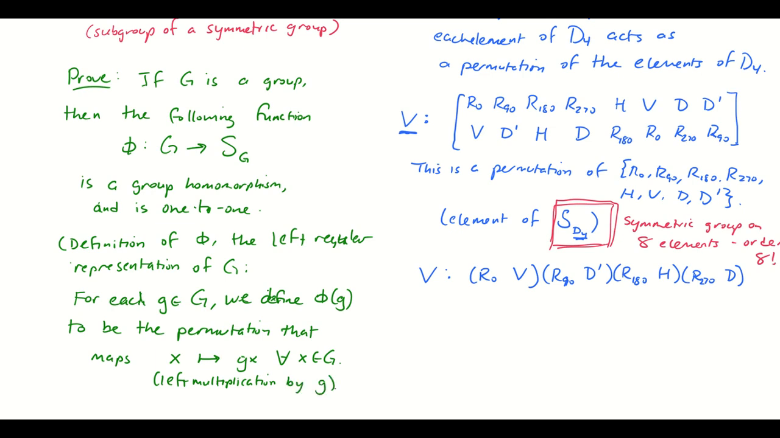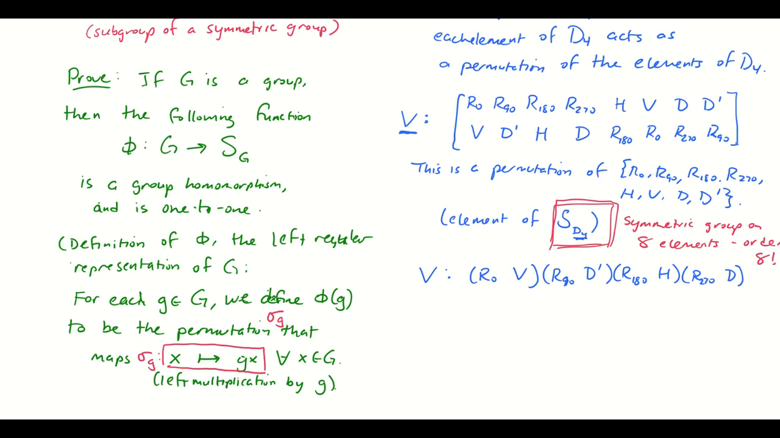Okay, now there's a lot to unravel here, and it can be a little bit confusing, because here I've defined a function, and I'm calling that function phi of g, but I might also call it something else, because we're used to calling permutations by Greek names like sigma. So I'm going to call this permutation sigma sub g. And sigma sub g is going to be the permutation that maps x to gx for every x.